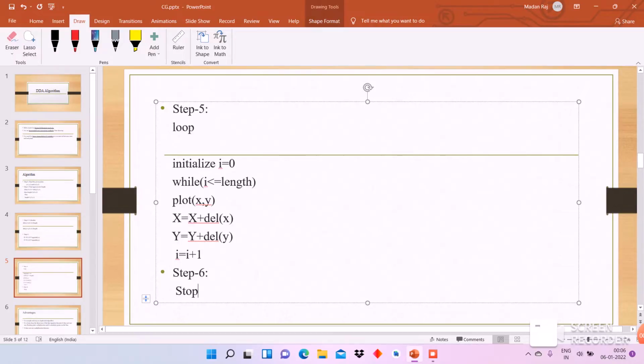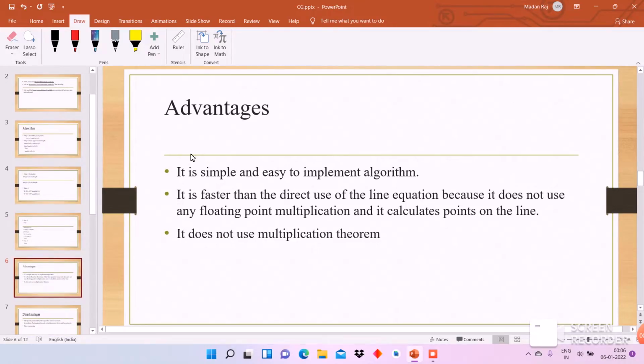Before moving towards the example, let's see the advantages of the DDA algorithm. It is very simple and easy to implement, and it's faster than the direct use of the line equation because it does not use any floating point multiplication, and it calculates points on the line. That means in the equation of line y equals mx plus c, we generally calculate all the slope values and so on. Here we don't need to do all that. It's a very simple calculation based algorithm, as you have seen.